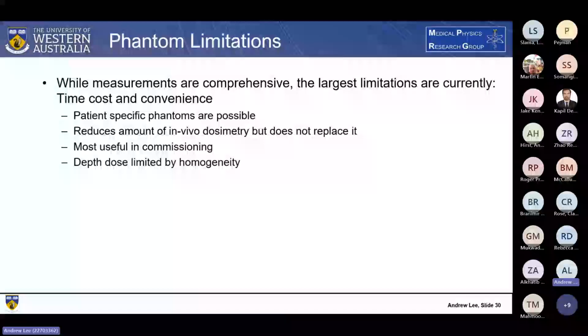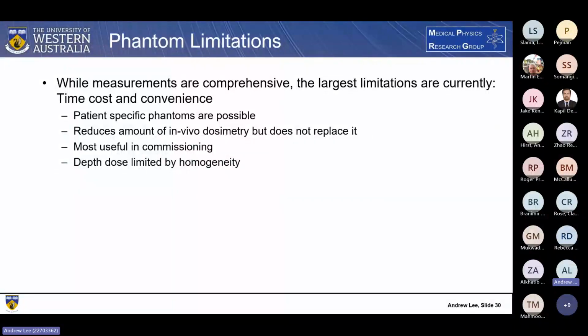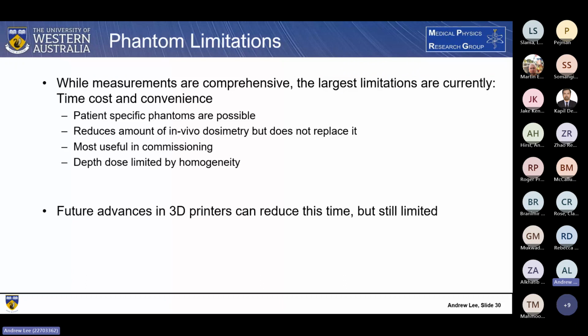We've also assumed that the tissue is homogeneous within the internal regions. So that's going to affect primarily our depth doses, and to a lesser extent, some of our surface dose scattering. So future advances in 3D printing can reduce this time, but it's still somewhat limited. So we're looking now at printers which can print around 3 to 5 times faster than what we have, but it's still a significant time cost and maintenance.